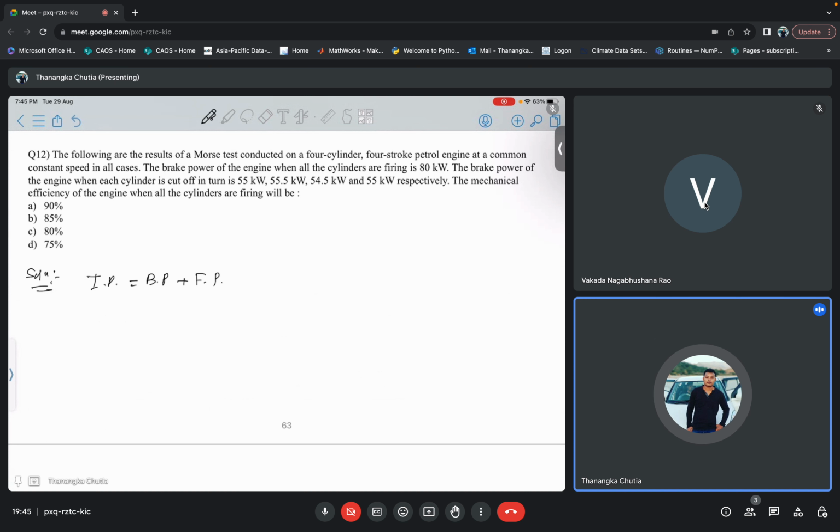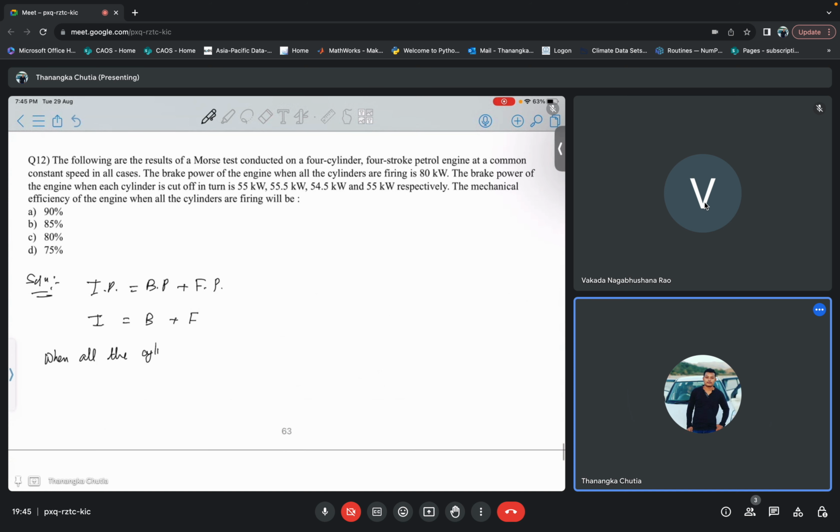Now if you assume indicated power as I, brake power as B, and frictional power as F, this equation becomes this way. I am writing this because we have 4 cylinders, so we will apply this one. So when all the cylinders are working, then 4I is equal to 4B plus 4F. Yes or no? Because all the cylinders are working.